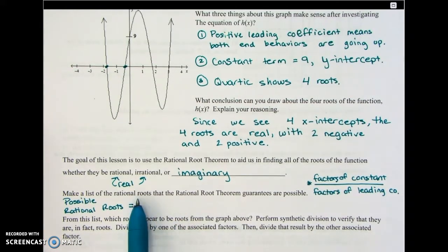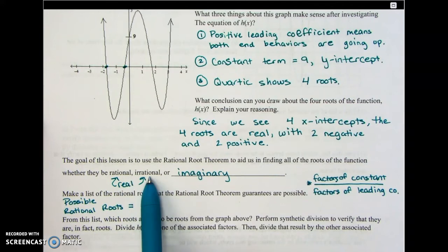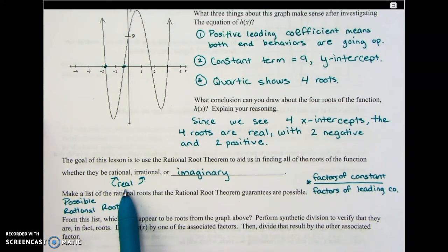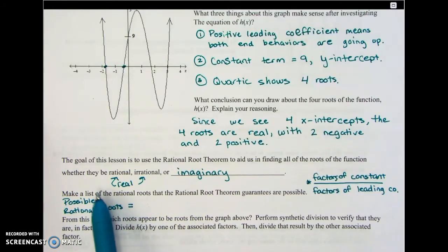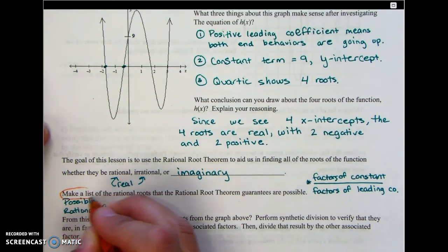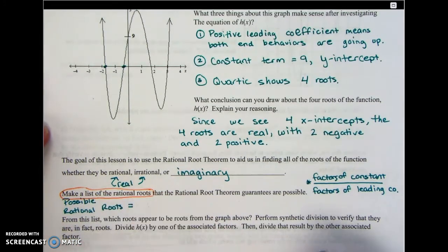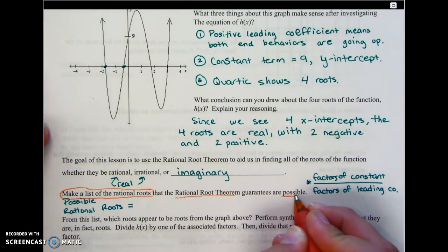Okay, so I paused and I wanted to make sure that you knew that rational and irrational are the real numbers. So these are real or imaginary. Next thing, make a list of the rational roots. Some kids think that means you make that table, but it doesn't. Whenever it says make a list of the rational roots, you know what to do: the rational root theorem guarantees what is possible.